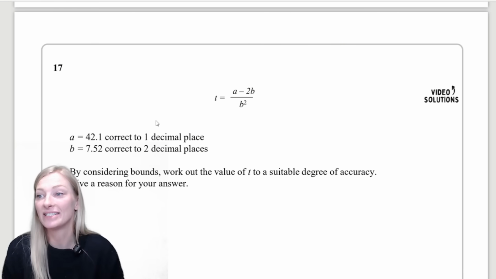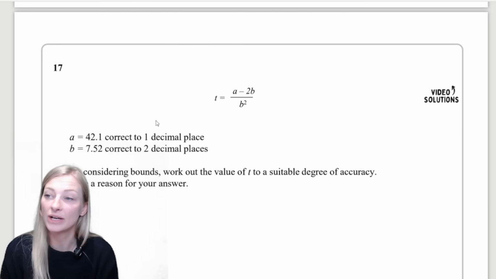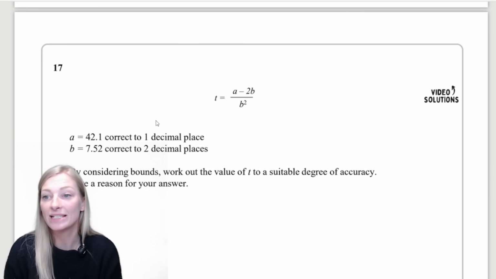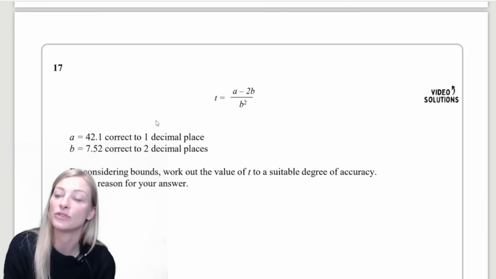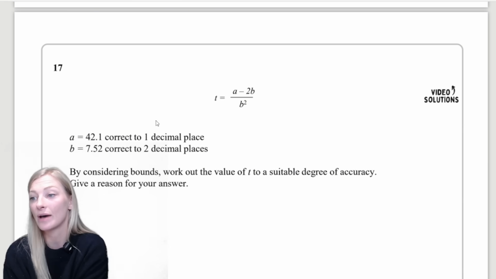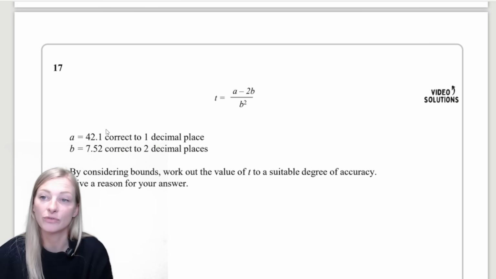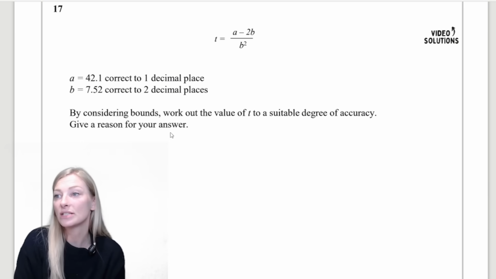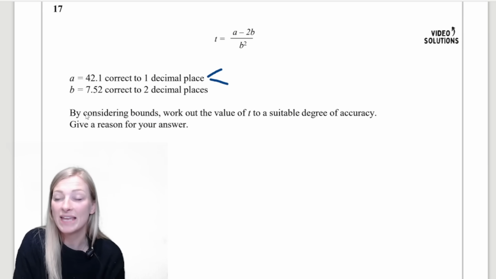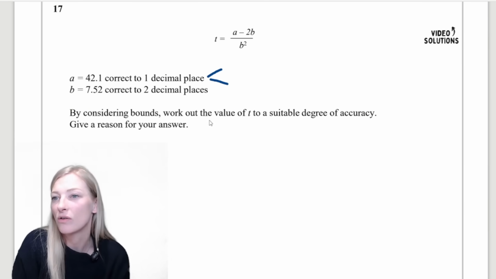Question number 17. I've got t equals a minus 2b, all divided by b squared, where a is 42.1, correct to 1 decimal place, and b is 7.52, correct to 2 decimal places. It says by considering bounds, work out the value of t to a suitable degree of accuracy and give a reason for your answer. So in order to do this, we need to get the upper and lower bound for each. And we want to work out the absolute biggest and the absolute smallest, and then we can consider them both when we work out our answer.